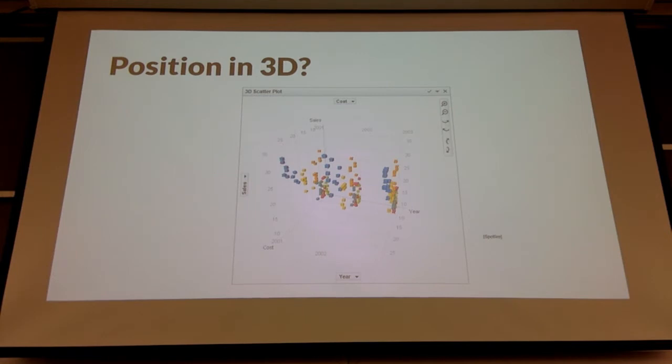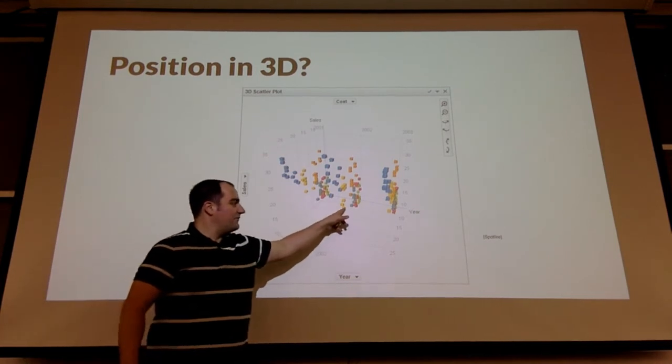Position is also, every good thing that I say about position only applies to 2D position. It does not apply equally to 3D position. So for example, what's the value of this dot here?